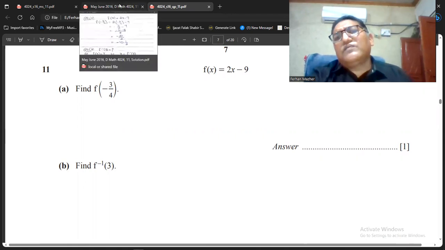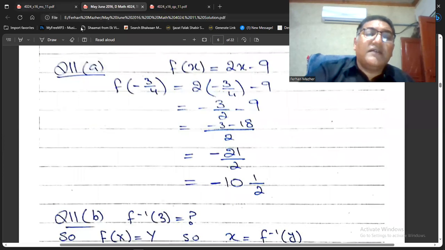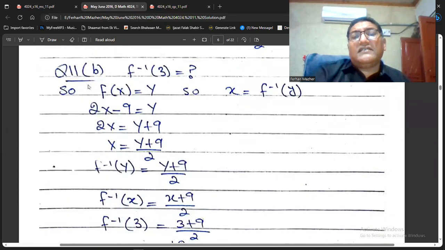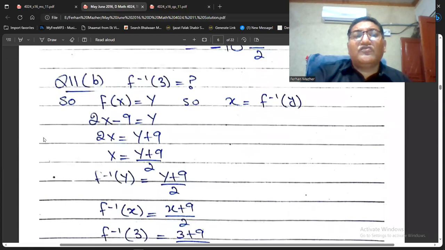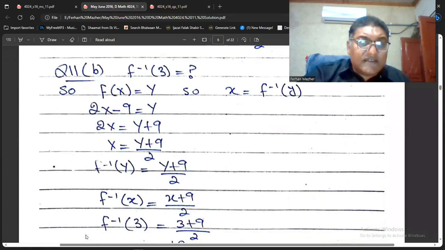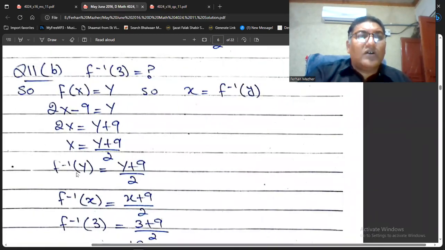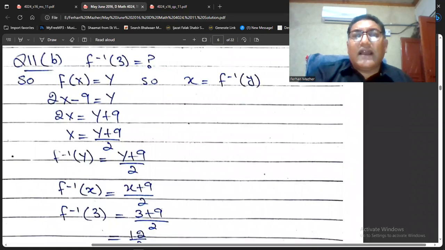So first of all, I will suppose that f of x is equals to y, and that will imply that x is equals to f inverse of y. So in the place of f of x, I will put that formula, that is 2x minus 9 equals to y. So I will make x the subject of the formula. So it will be 2x equals to y plus 9. X will be equals to y plus 9, the whole thing divided by 2.